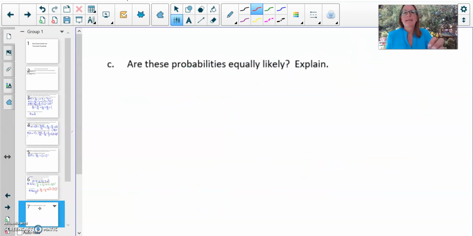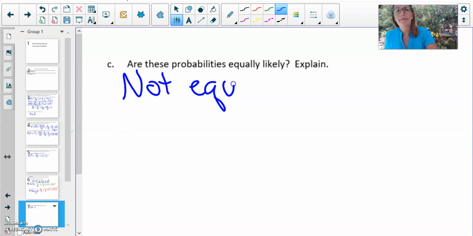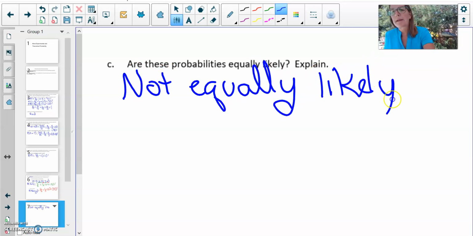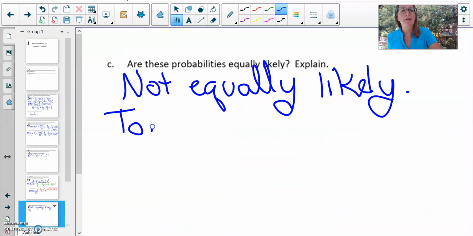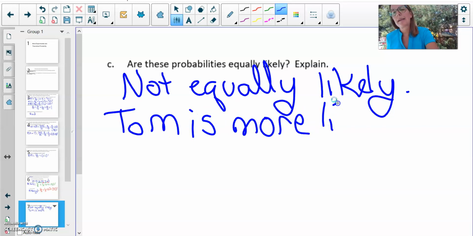Are these probabilities equally likely, which means are the probabilities the same? They are not. So these are not equally likely. When we compare those two probabilities, we can see Tom was 50% of the time, Nancy was 33.33% of the time. So Tom is more likely to wash the dishes. So Tom is more likely than Nancy.